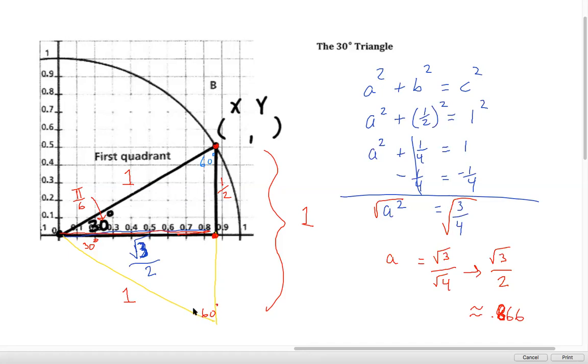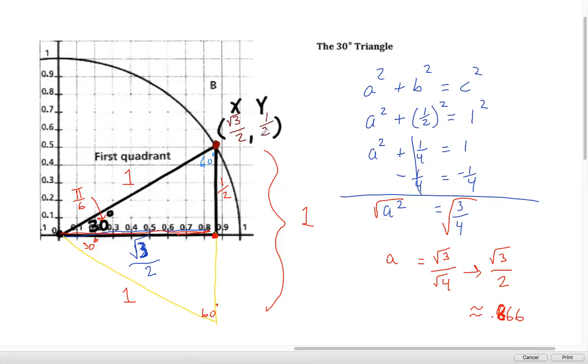So if you want to represent in coordinates what we're looking at here, to get to this point up here on the unit circle, you'd have to go to the right or along the x-axis a distance of square root of 3 over 2, and you'd have to go on the y-axis up 1/2.